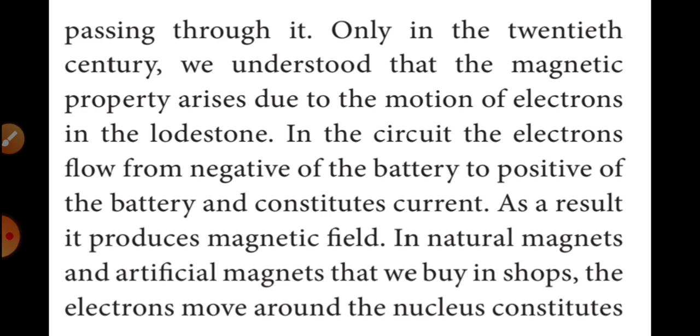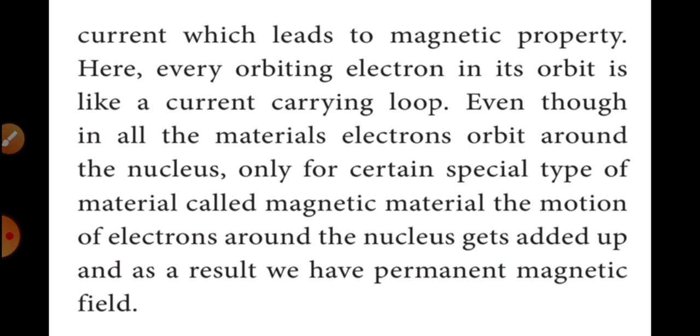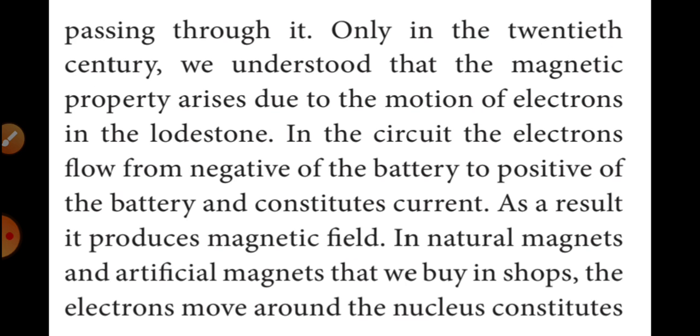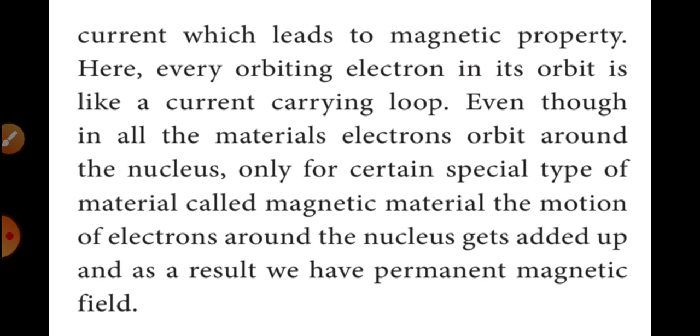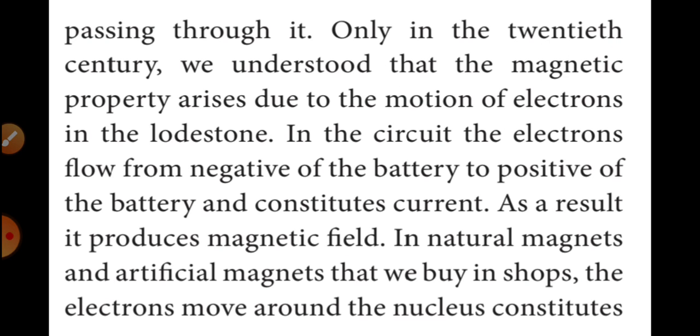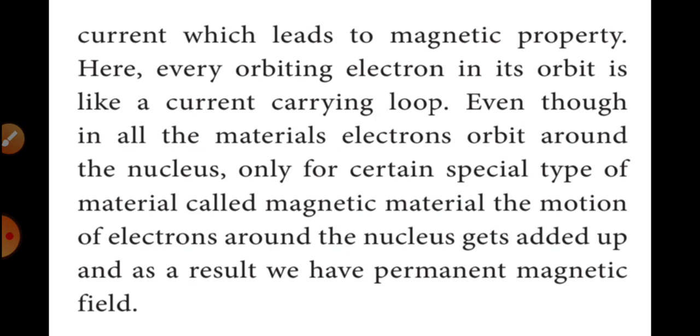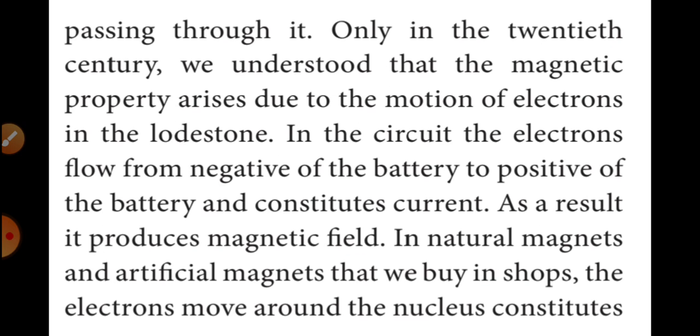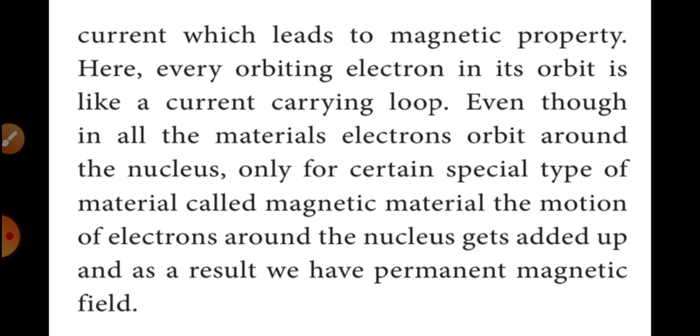In natural magnets and artificial magnets that we buy in shops, the electrons move around the nucleus, constituting current, which leads to magnetic property. So here you have to understand that last line: the electrons move around the nucleus in our magnet, whether an artificial magnet or a natural magnet, constituting current which leads to magnetic property.